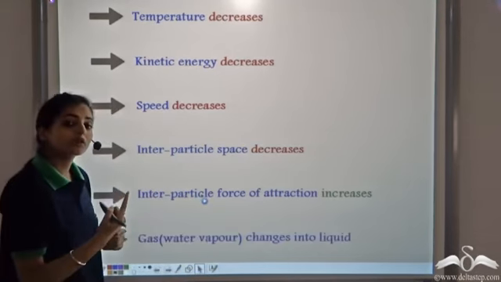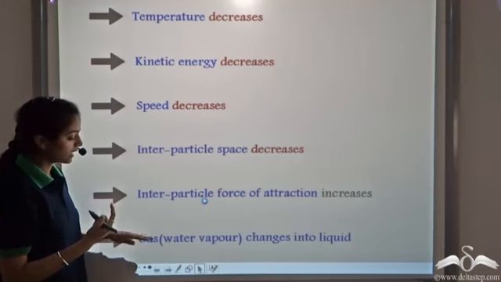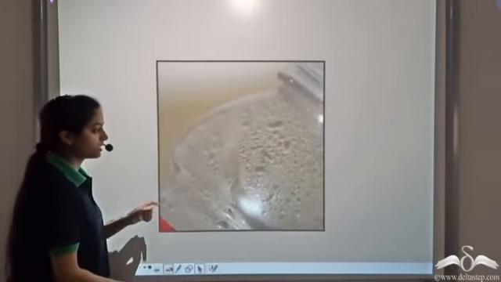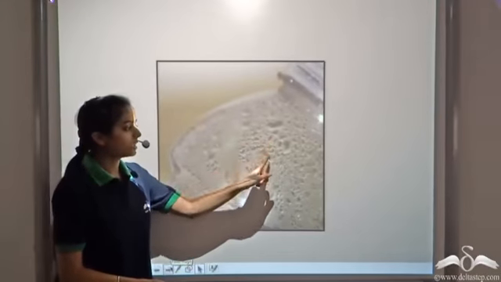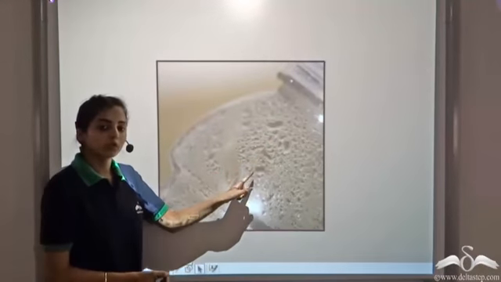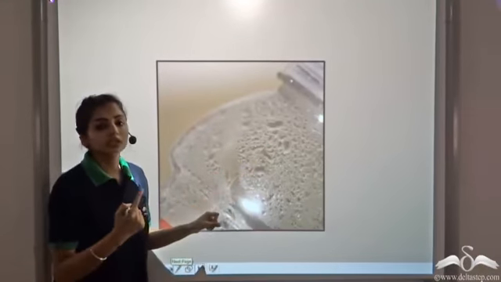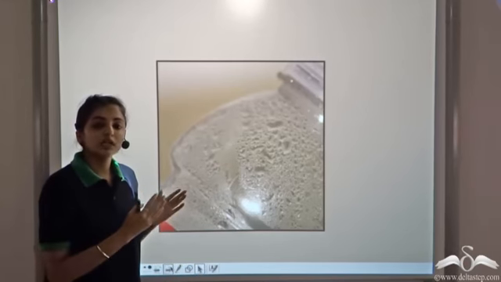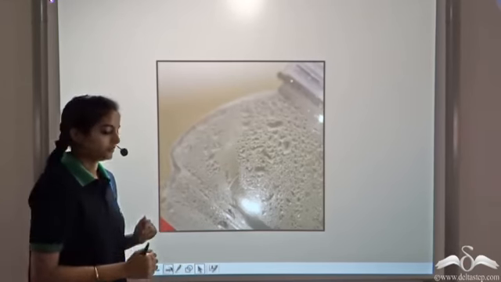And so the water vapor which is present in the air in the gaseous form changes into the liquid. And this is why you observe the small liquid droplets that form on the surface of the bottle. This is because there is water in the air. And this amount of water which is present in the air is measured in terms of its humidity.